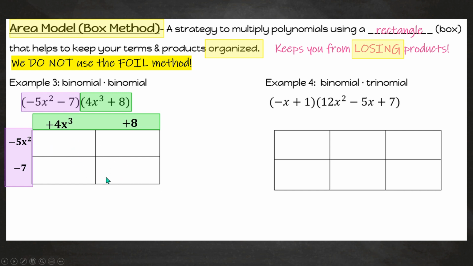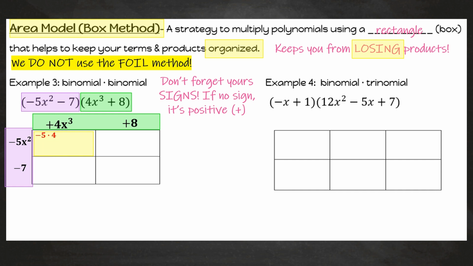In order to fill in this area model, all we're going to do is multiply this term out here times this term up here. And we're going to remember to include our signs because our signs are very important once we try to write our polynomial at the end. So to fill in this first box, we're going to do -5 times 4 and x squared times x to the power of 3. Remember, we are adding those exponents, so we end up getting -20x to the power of 5.